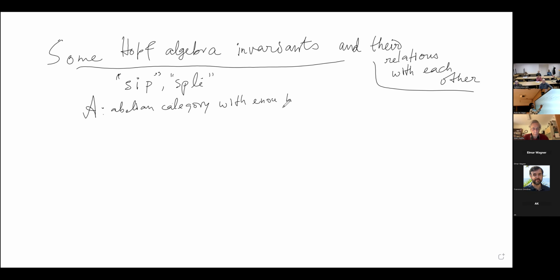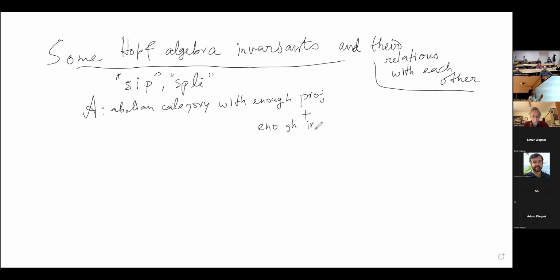You cannot write too fast. Okay. Enough injectives. Am I holding it wrong?